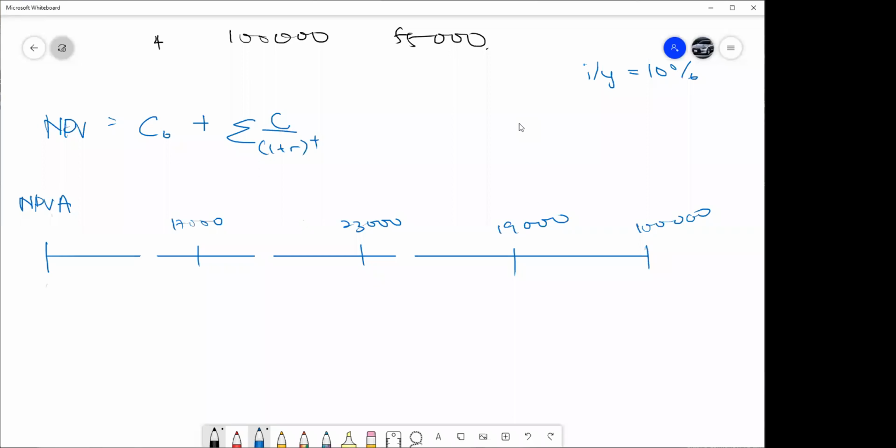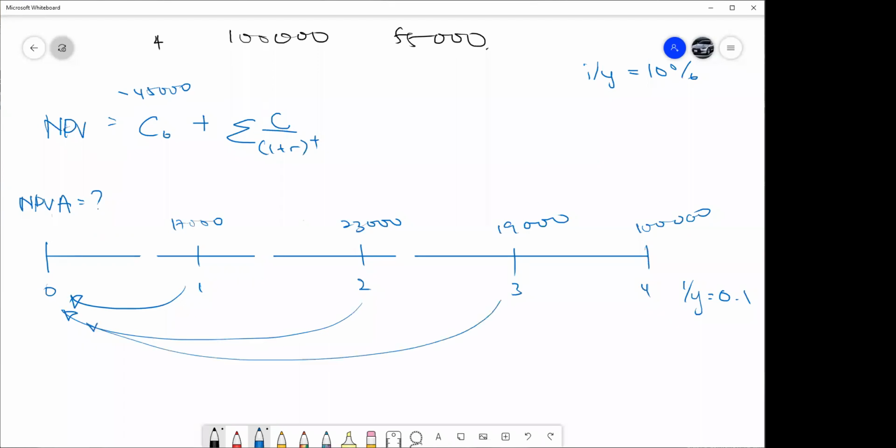So here is year 0. You want to count NPV. What is NPV? This is year 1, year 2, year 3, year 4. The interest rate of 10% means 0.1. So what does it mean by net present value? C0 is the initial cash flow, an initial investment, so this will be negative 45,000. Then you want to count all these cash flows discounted backwards to time 0. So how do you do that?